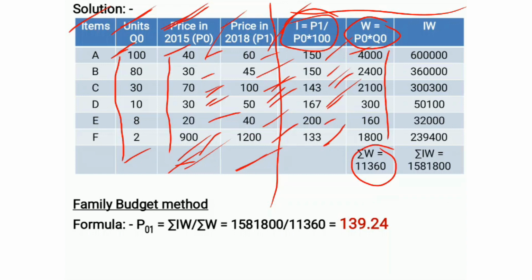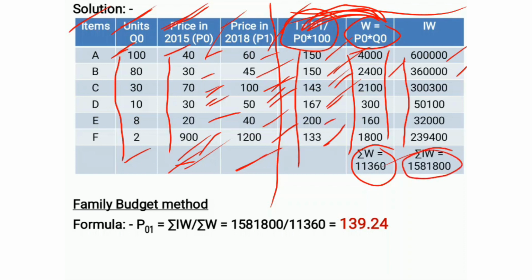This value is required for the calculation purpose. After finding W, multiply I into W. Each value of I is multiplied by each value of W. 150 into 4000 is 6 lakhs. 150 into 2400 is 3,60,000. Similarly, you will get all the values. Just add all the values, and after multiplying you will get summation IW.